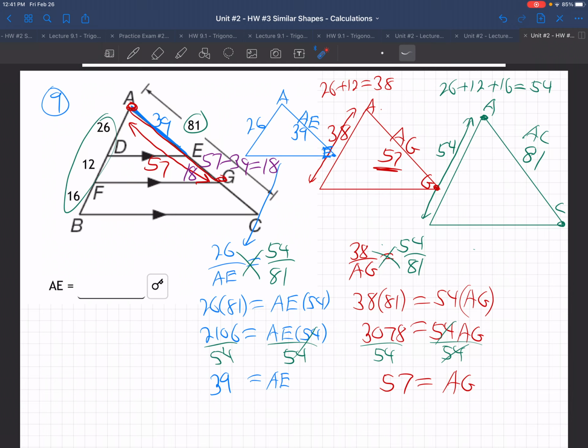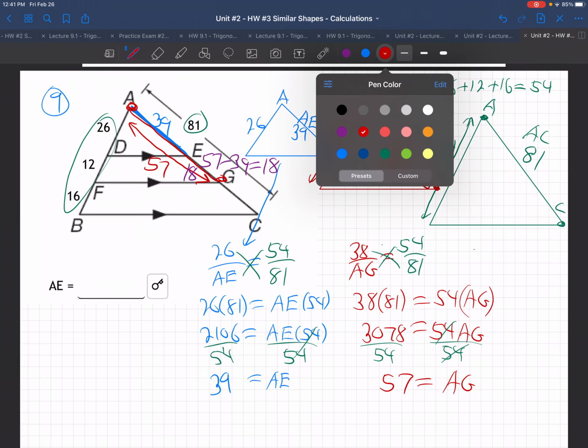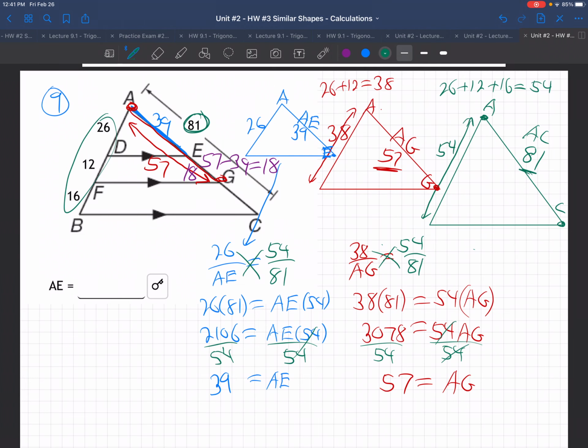And then how about the bottom chunk? Well, all the way down, as you know, is 81. It says it right there. All the way down is 81. And A to G is 57. So 81 minus 57 is going to be that bottom part right here. What's that? 24. That little part's 24. You tracking with me?